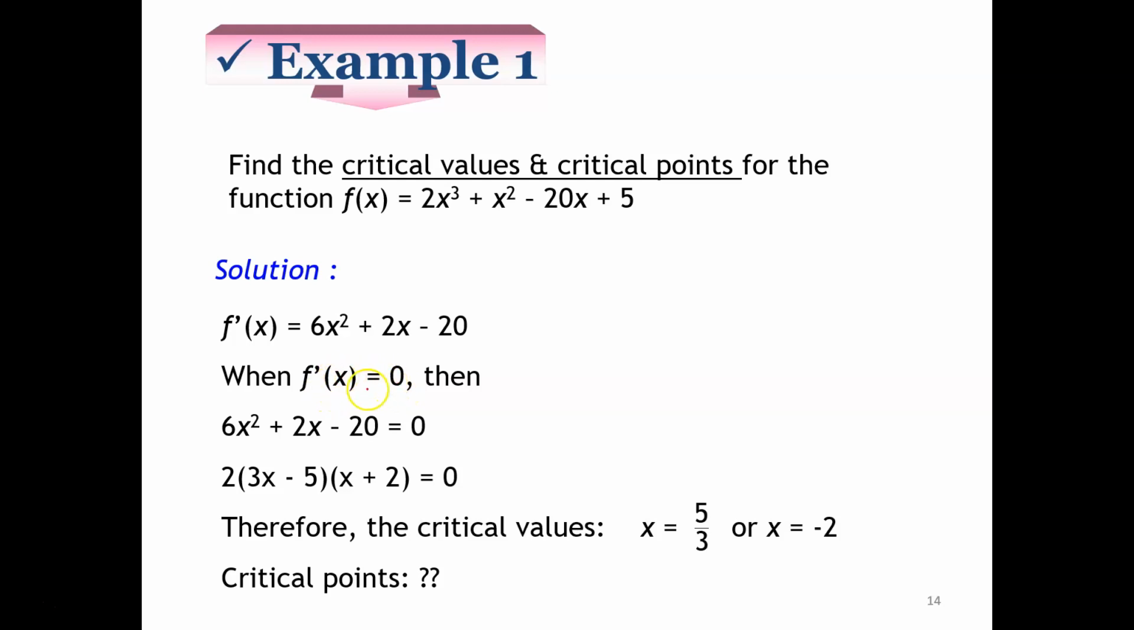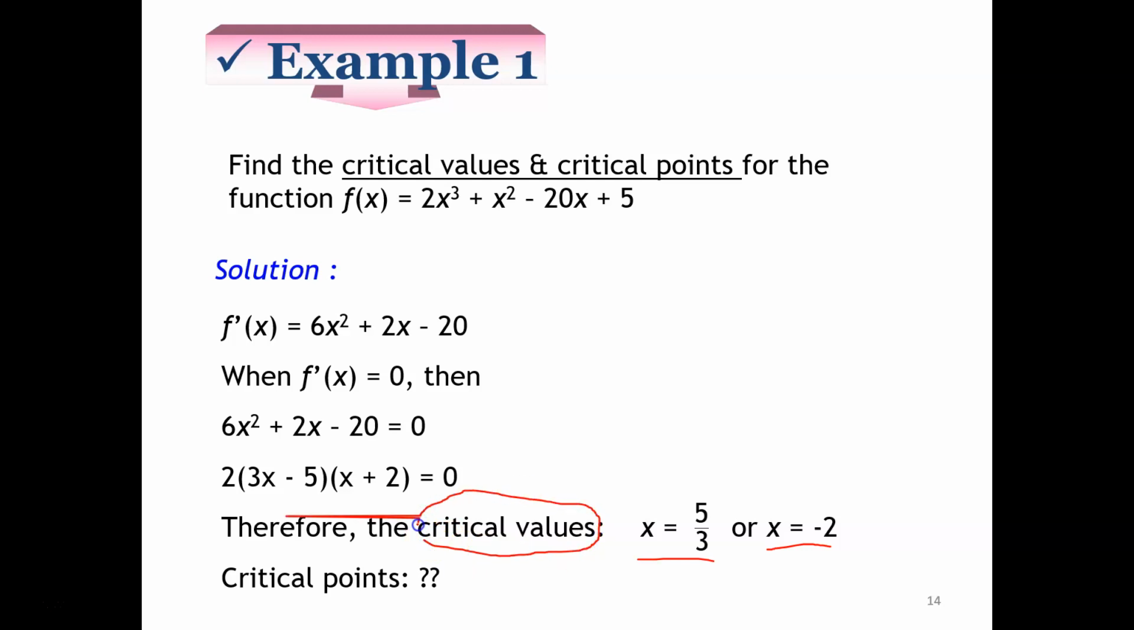So now when f prime x equal to 0, we equate it to 0. This whole thing, you just write it back, you equal it to 0. So it's either you factorize it like this, or you just key it into your calculator so that you can get straight away the answer for x, right? The first x will be x equal to 5/3, and the second one will be x equal to -2. So these will be your critical values.